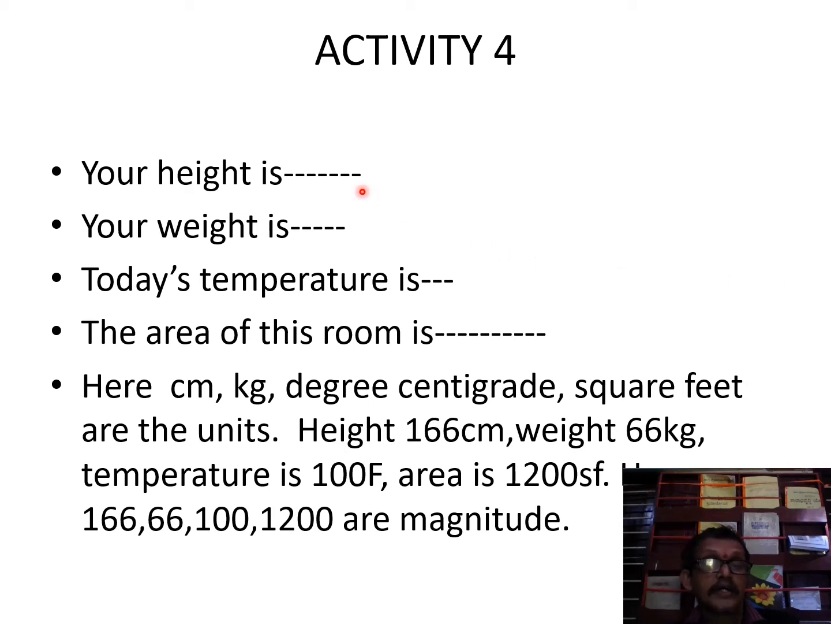Your height, say about 166 centimeter. Your weight 60 kg. Today's temperature 20 degree centigrade or 100 Fahrenheit. The area of the room is 1000 square feet. Here we are using height in centimeter, weight in kg, temperature in degree centigrade or Fahrenheit, and area in square feet. These are called the units.